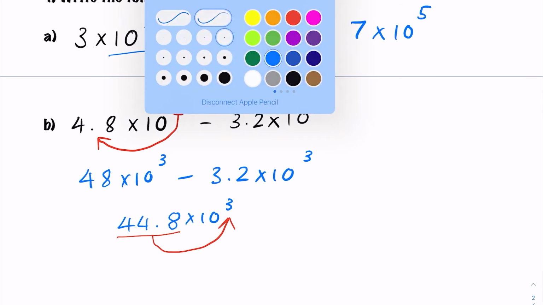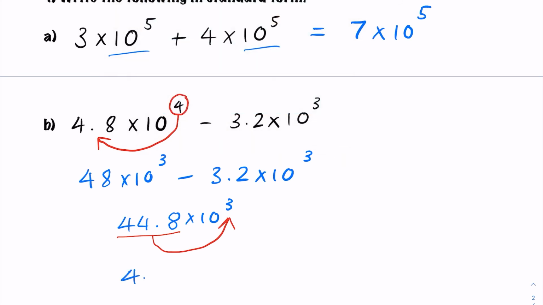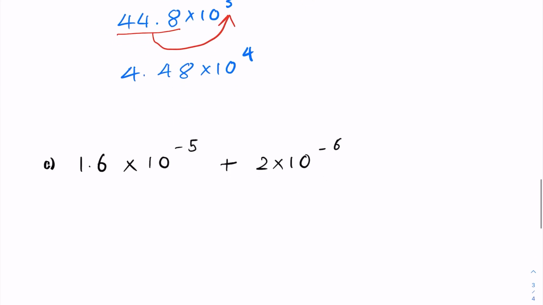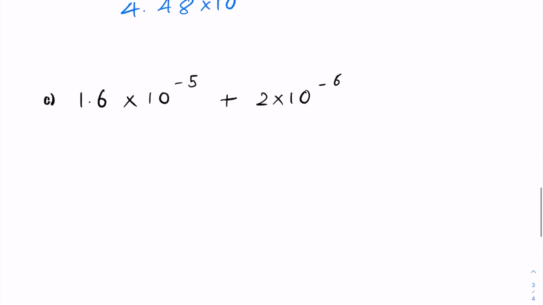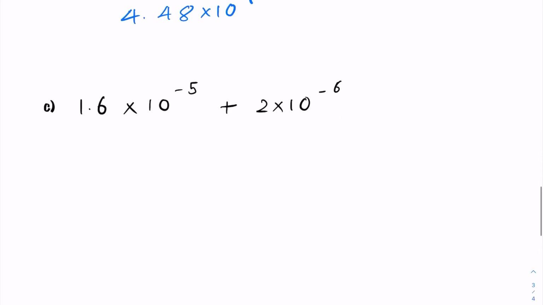So we then have 4.48 if you divide that by 10, times 10 to the power of, and since we moved that 10 into the part on the right here with the existing 3 we already had, you would then have 4 10s up here. So we've just moved that 10 and merged it in with those 3 that we already had. And that would be your final answer. So last question, 1.6 times 10 to the negative 5 plus 2 times 10 to the negative 6.